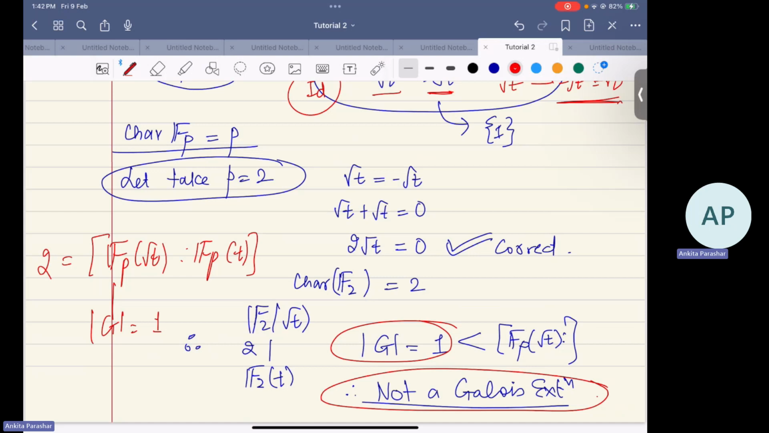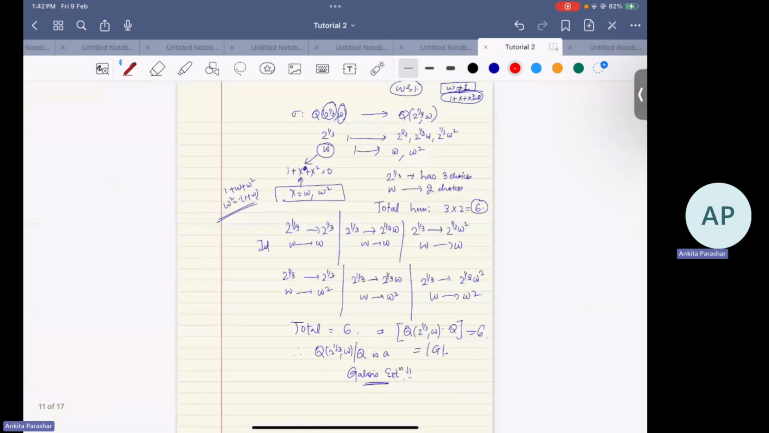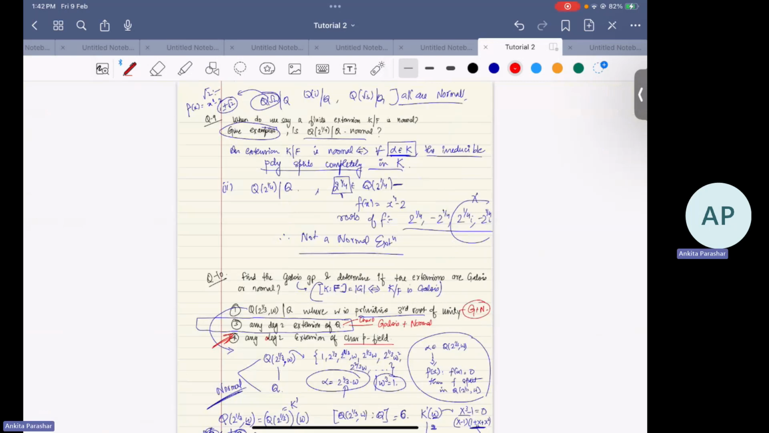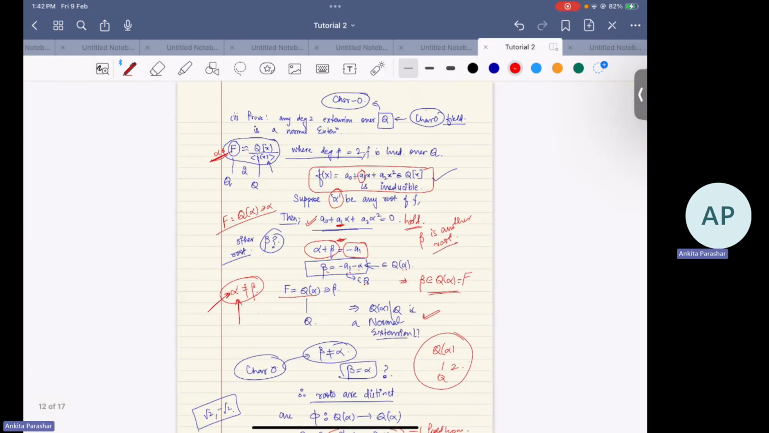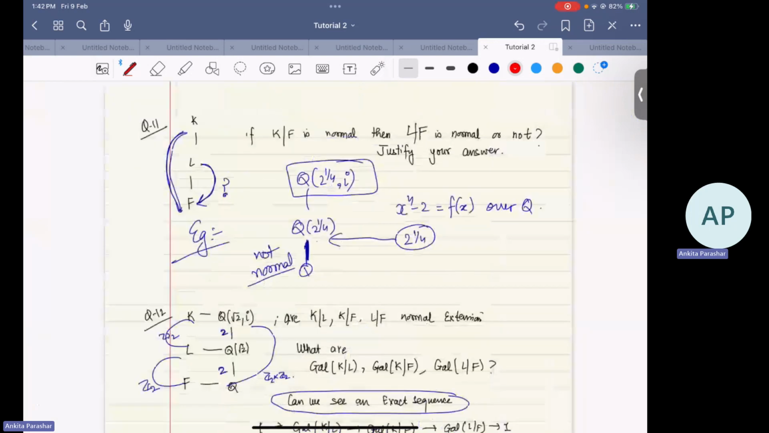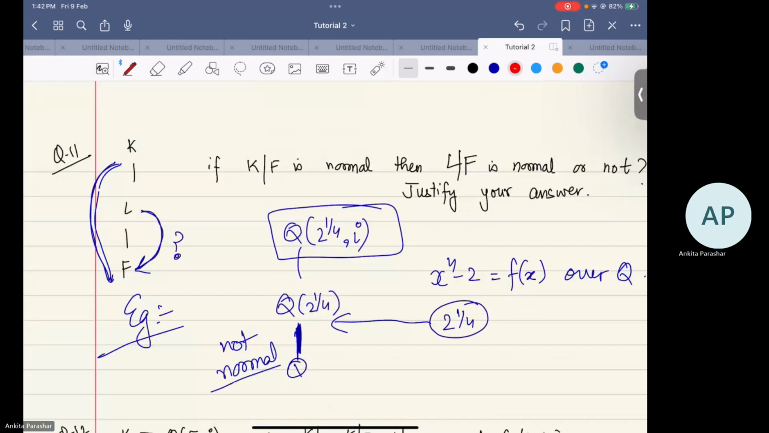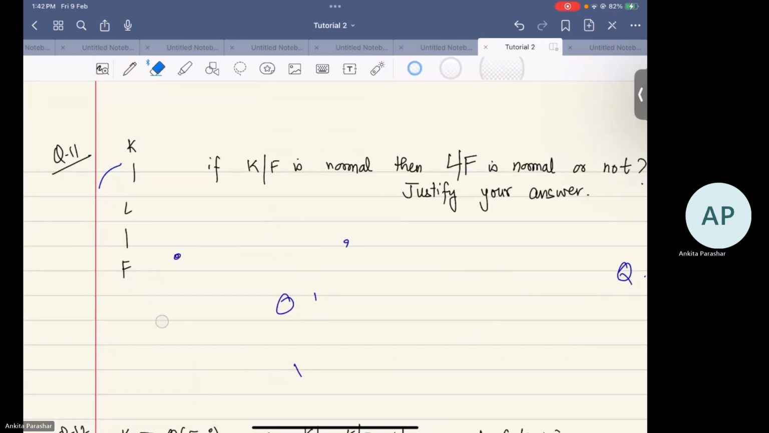I think more or less it's clear what is happening here. Now we will go to the next question. This was question number 10, so question 10 is done, more or less. We will go to question number 11.